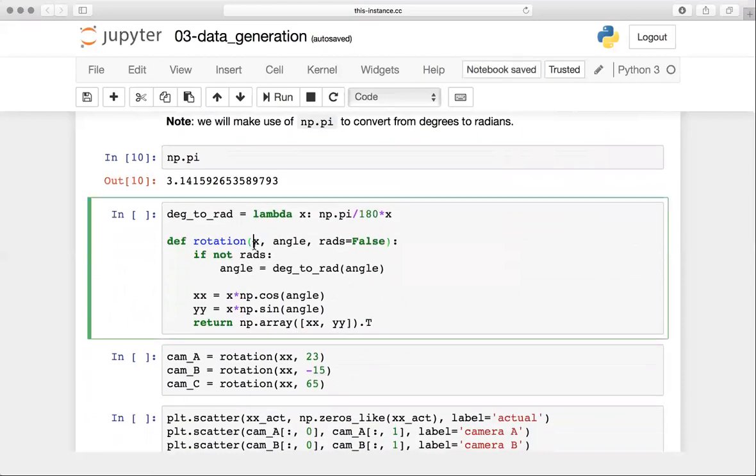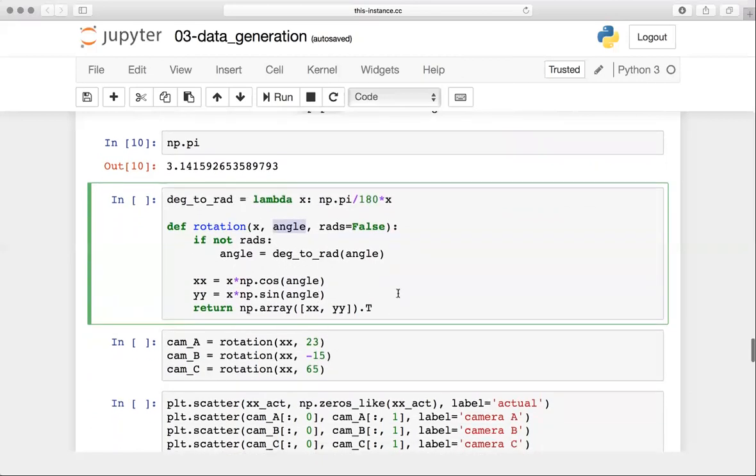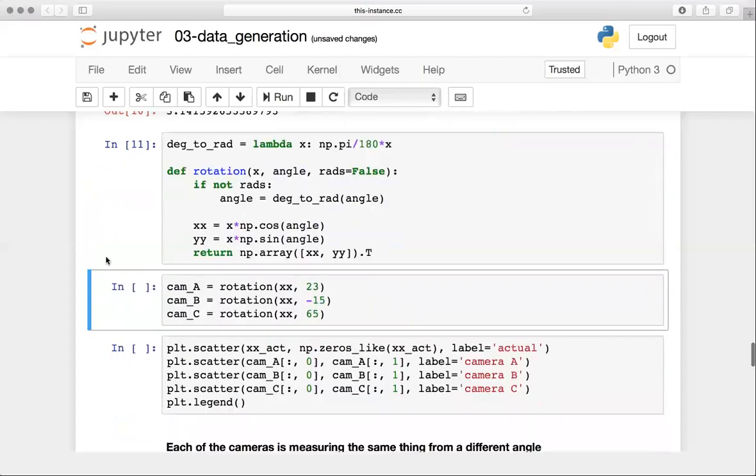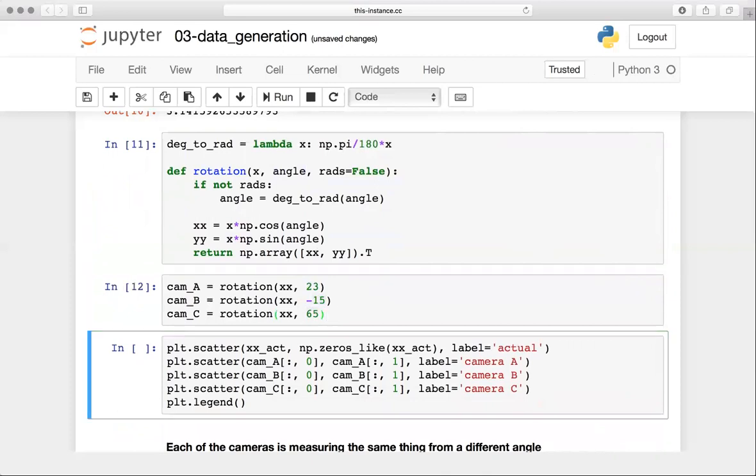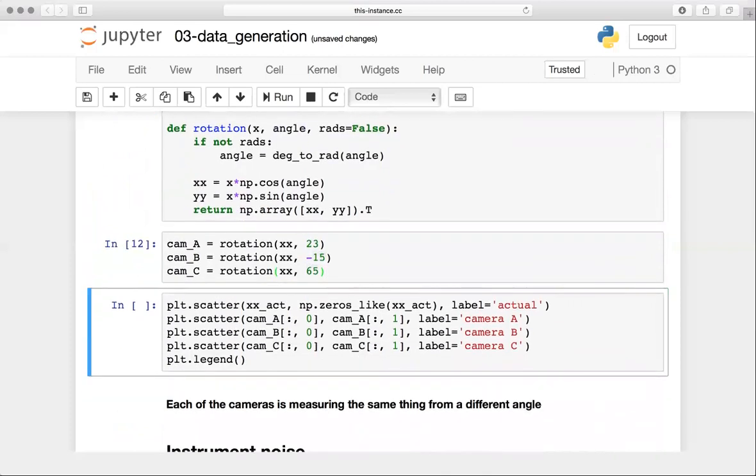And we're going to define some rotation. This is going to be a rotation we're going to apply to the camera. So we're going to take in a component for each measured value, and we're going to rotate it by some angle and generate an x-axis and a y-axis from that. So I'm taking camera A, and I'm putting camera A at a 23-degree angle to the mass on the end of the spring, camera B at a -15, and camera C at a 65-degree angle to the mass on the end of a spring.